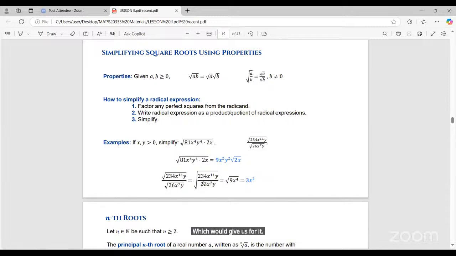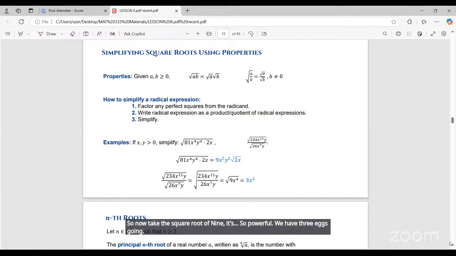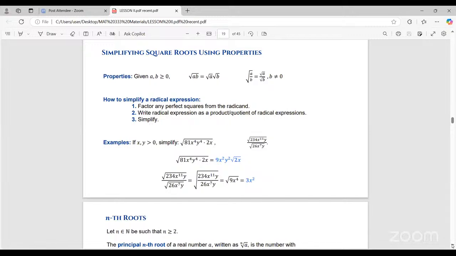Then 234 divided by 26 will give us 9. So now take the square root of 9x to the power 4. We have 3x squared. Can we continue? Yes, ma'am.